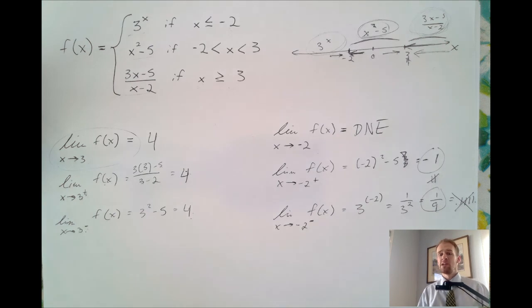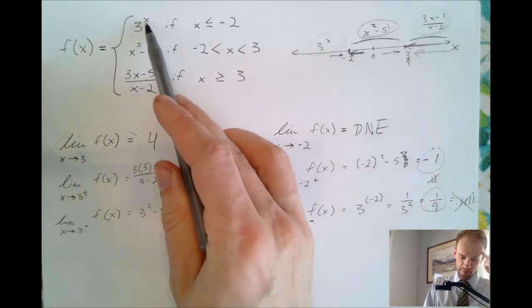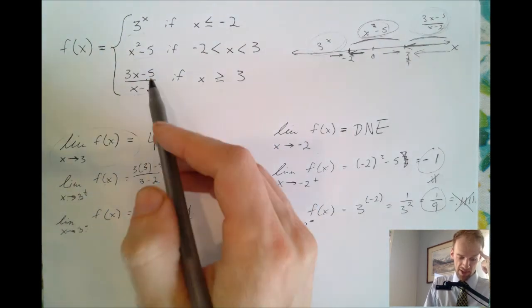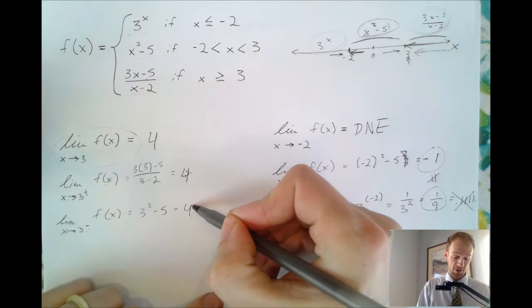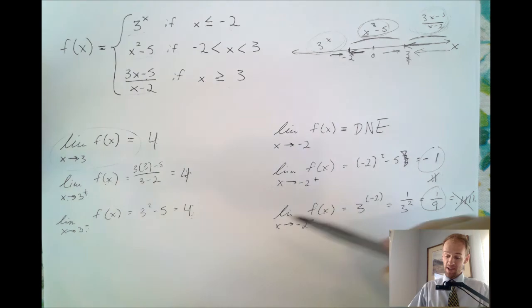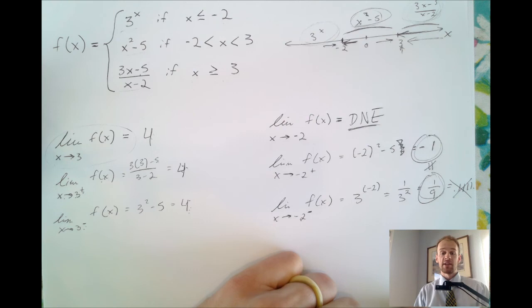So we don't need to draw a graph. All we need to do is know which of these pieces our x value gets substituted into, and if they are equal to each other from the left and from the right, then our limit exists at that value. And if they are not equal to each other, like negative 1 and 1/9, then we say that that limit does not exist. So a lot like the last video, just this time without a graph. And that covers 3 out of 5 of the questions on your quiz that are a lot like that. So if you got that, you're already almost ready for your quiz.